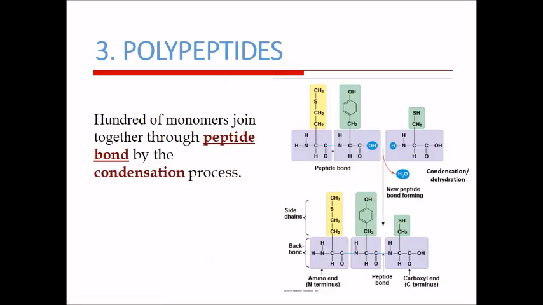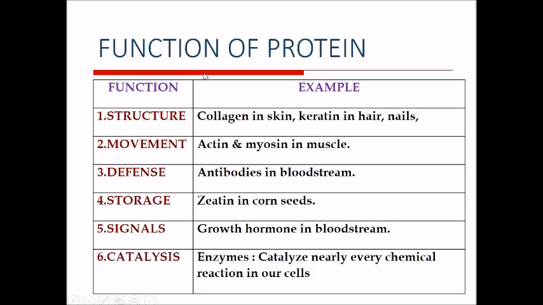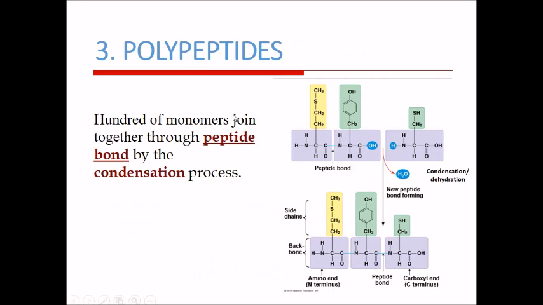Okay, and then next is polypeptides. When you have a long chain of amino acids that bonded together through the condensation process, meaning to say we have lots of peptide bonds between one amino acid to another amino acid, now it will form what we call a polypeptide. Okay, a long chain of amino acids. And then when two polypeptides, okay, combine together, they will form a protein.